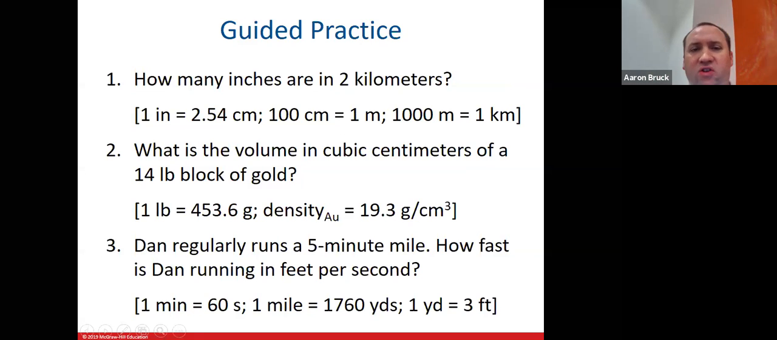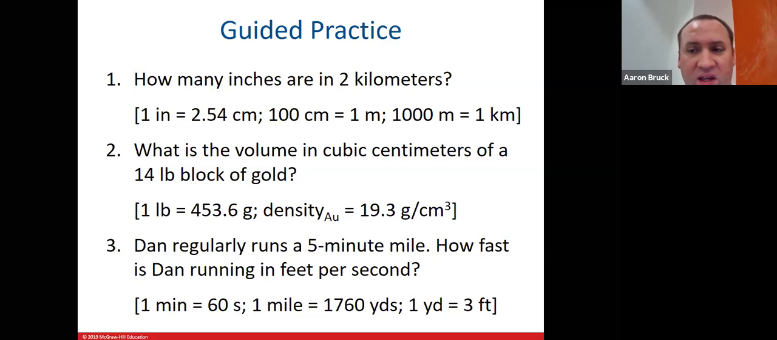So let's go and do some of these problems. We're going to have 3 here that we're going to do. First one, how many inches are in 2 kilometers? Second, what is the volume of a 14 pound block of gold if we are given its mass and its density? And can we convert a measurement of speed from miles per minute to feet per second?